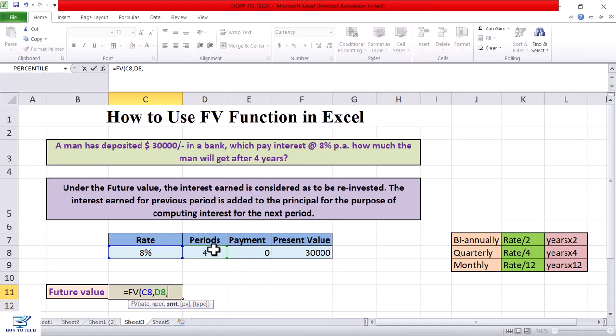And after that PMT means payment. If any additional payment is made during these 4 years, it will be mentioned. Here it is nil. And then comma, and PV means present value. Present value means how much you are investing now, and that is 30,000. Click on this, type will remain blank, and enter.